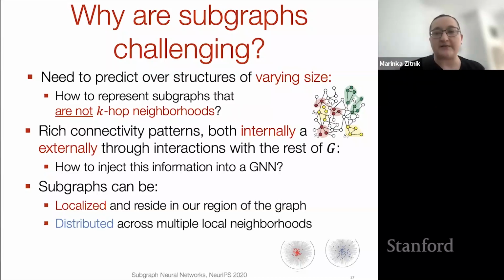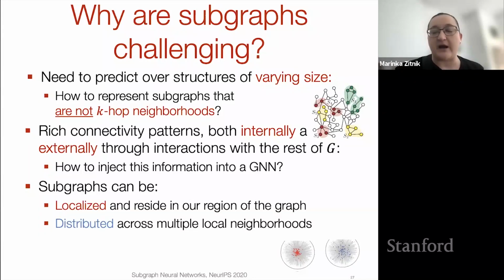One of them is that the subgraphs that we would encounter in the diagnosis task are subgraphs of varying sizes. And then the question is really how to effectively represent those subgraphs that are not simple k-hop neighborhoods around a single center node. Second, subgraphs would have rich connectivity structures, both internally as well as externally through interactions with the rest of the graph. So how can we inject that information into our GNNs?